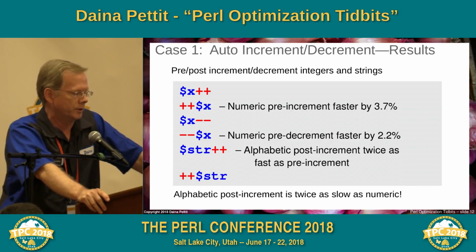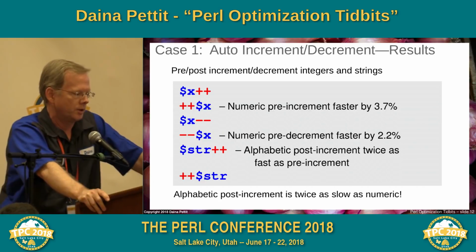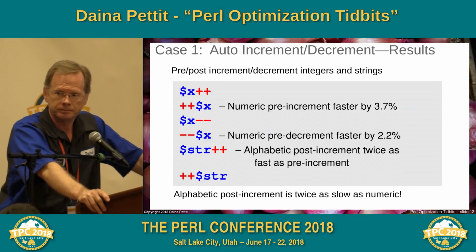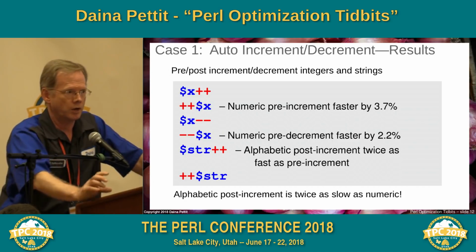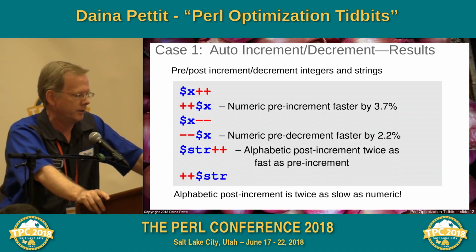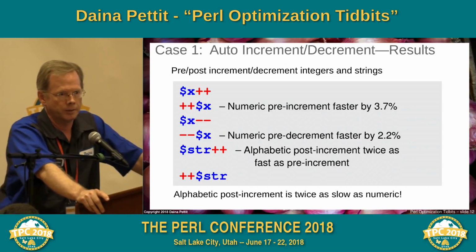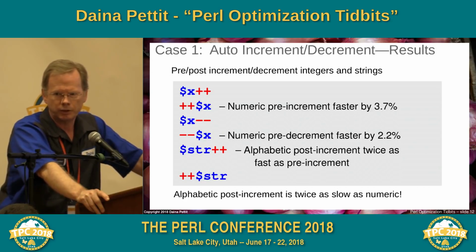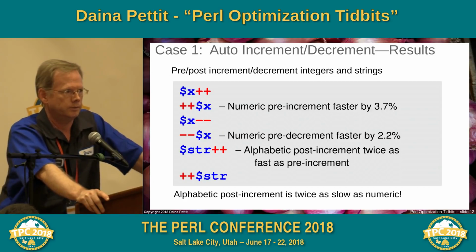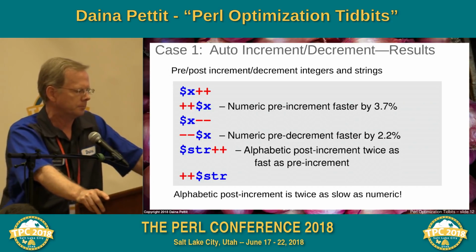And in decrements, the pre-decrement is slightly faster. And where we're doing the increment on strings, the post-increment is twice as fast as the pre-increment, which is kind of the opposite of what you might think. And the interesting thing is that the alphabetic or the string increments or decrements are twice as slow as the numeric ones. And we would expect that because it has to figure out what character it is and modify that. So that makes it a little bit of a problem.